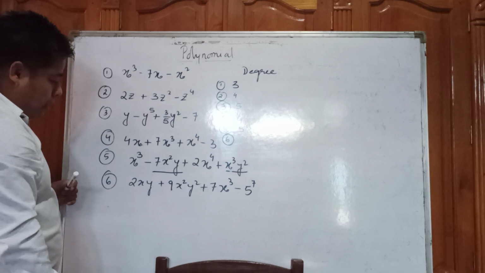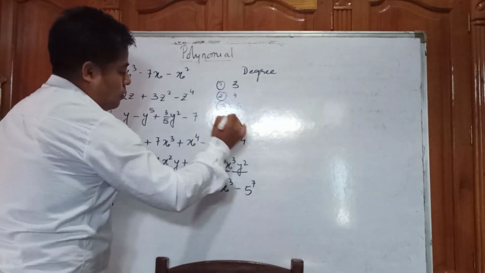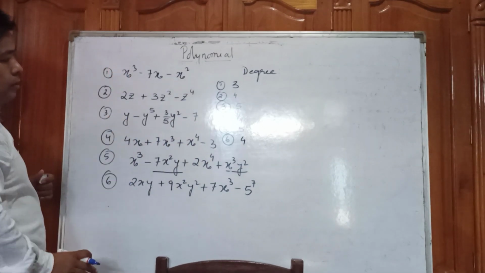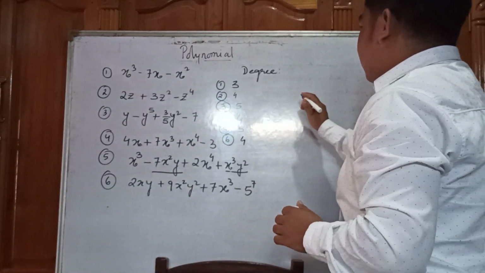So what is the highest power? Here 2, here 4, and here 3. So the highest power is 4. So these are the degrees of the given polynomials here. After degree, we are going to find out the leading term.